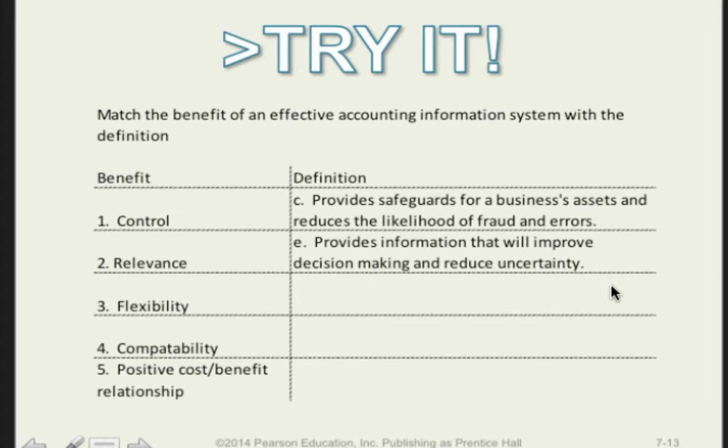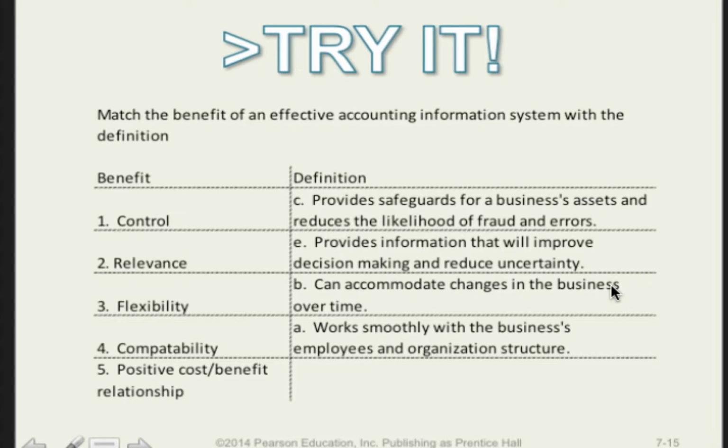For relevance, you've got E. Provides information that will improve decision making and reduce uncertainty. For flexibility, it was B. Can accommodate changes in the business over time. A, works smoothly with the business's employees and organization structure for compatibility. And that leaves us with D, for positive cost-benefit relationship. Benefits received outweigh the cost of the system.